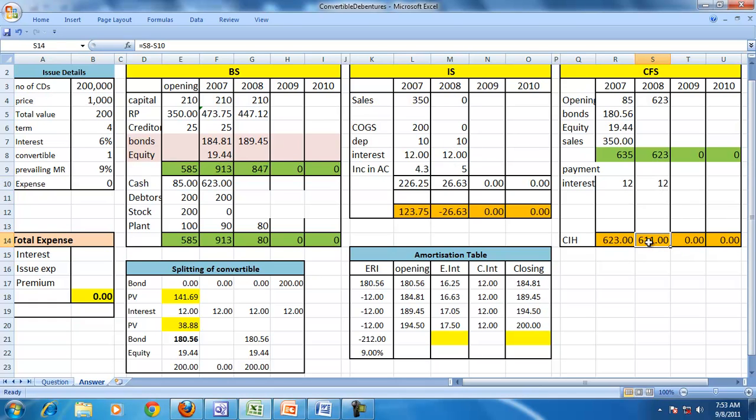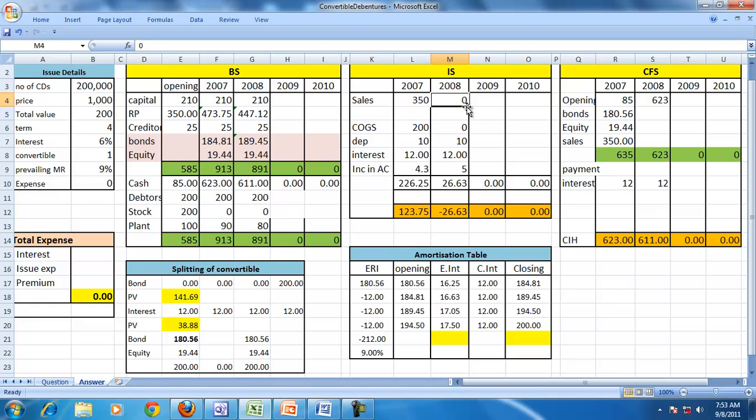So 611 is the cash in hand. No change in the debtor, no purchases and no sales. So no change in the equity. So your balance sheet for the third year, 208, is done.